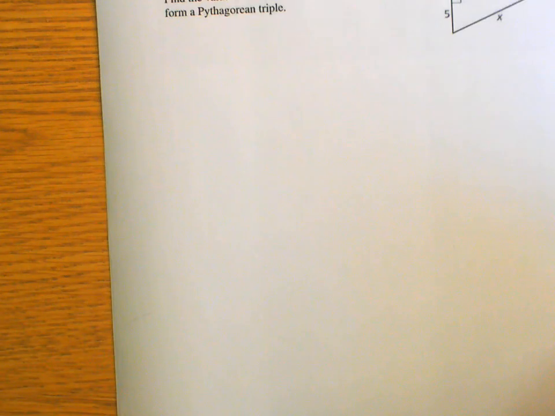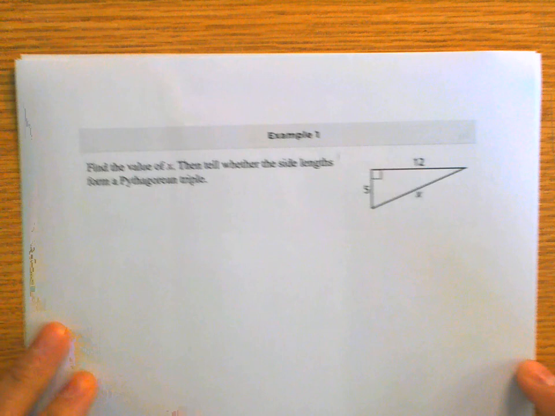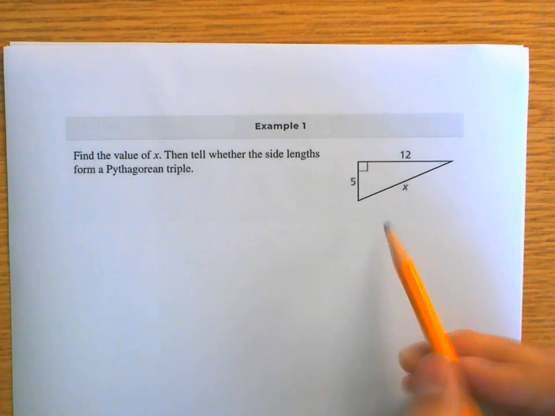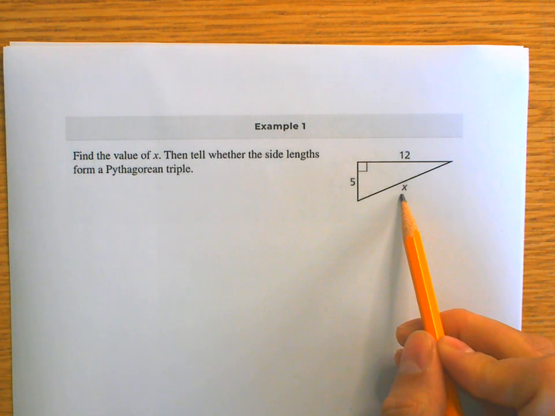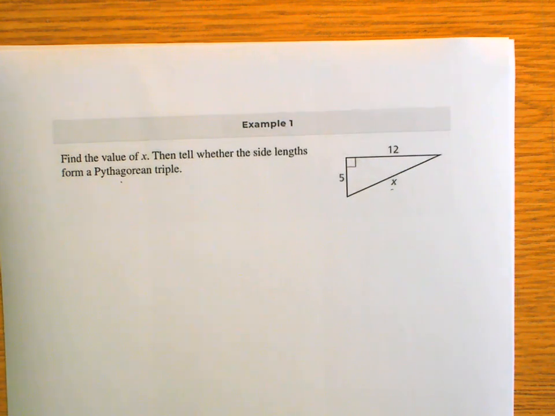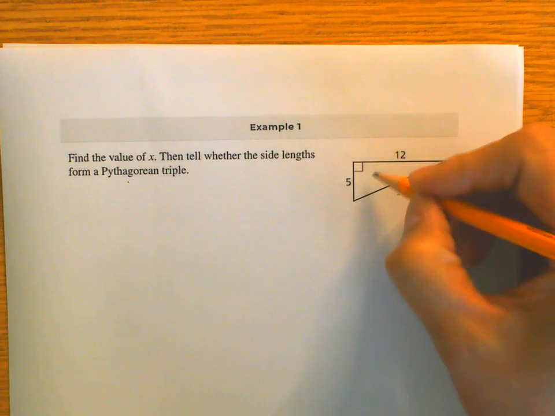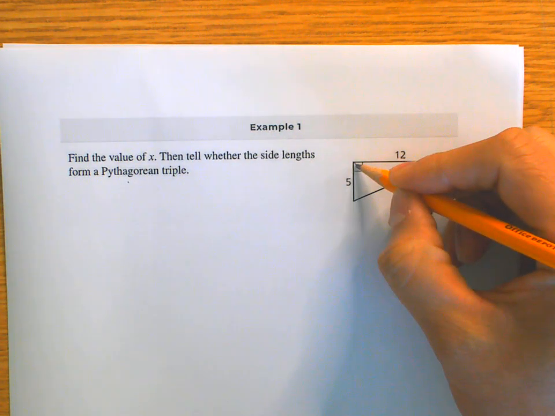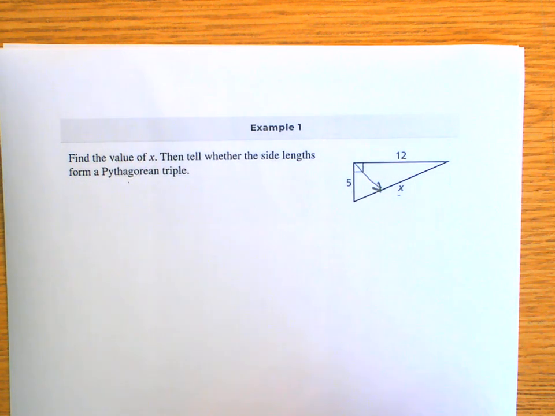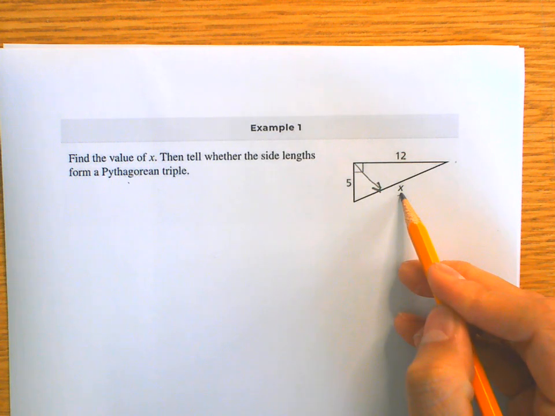Okay, so here is our first example. Example number 1. It says find the value of x and tell whether the side lengths form a Pythagorean triple. That means that I'm going to be able to figure out what x is. And if x is an integer, then it will be a Pythagorean triple. So one of the things we have to remember is what is A, what is B, what is C. Always remember that the right angle is the one facing the hypotenuse. So the hypotenuse is always the largest side, which in this case happens to be x.